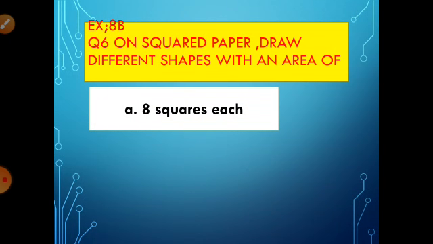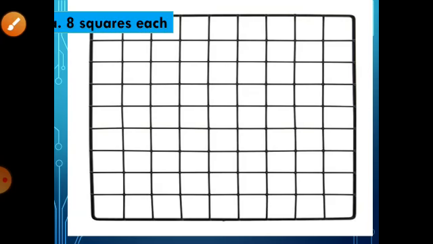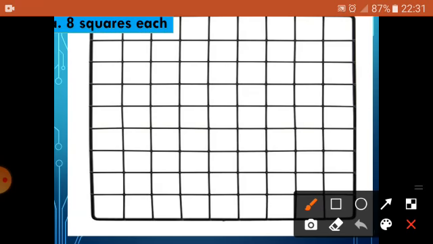Question number 6 in exercise 8b: on squared paper draw different shapes with an area of 8 squares each. So that means 8 squares area is given and you are going to draw different shapes with it. So I'm going to show you how to draw different shapes with the same number. Here is the squared paper in front of you, and the question is 8 squares each we can use to draw different shapes. So let's start it.